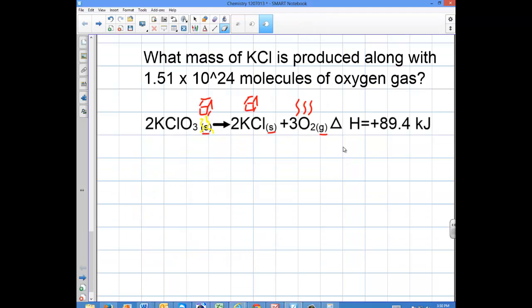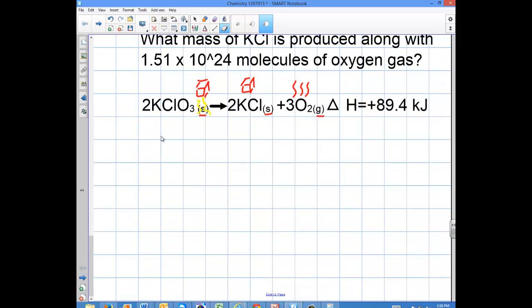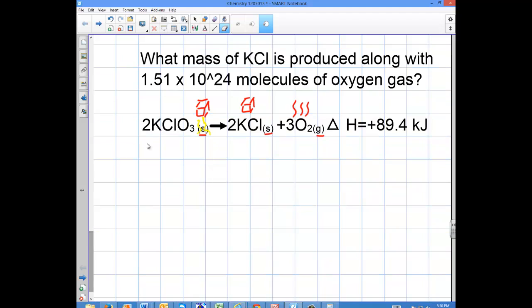Alright, so the next question says, what mass of potassium chloride is produced along with 1.51 times 10 to the 24 molecules of oxygen gas?